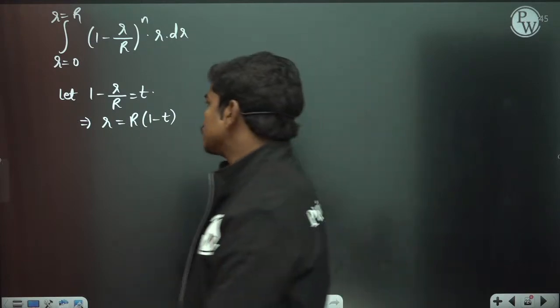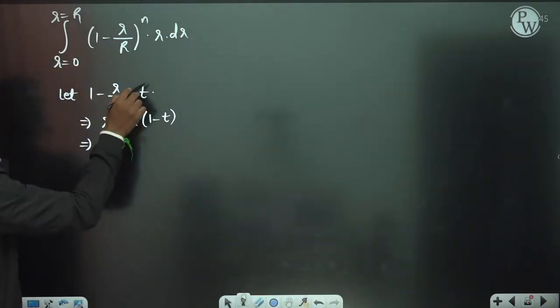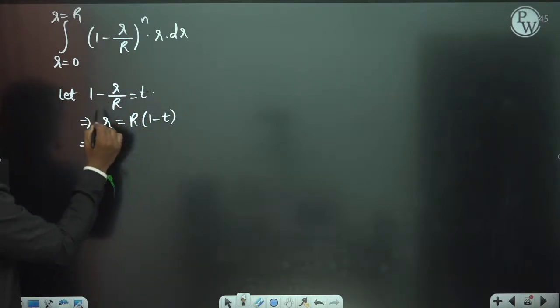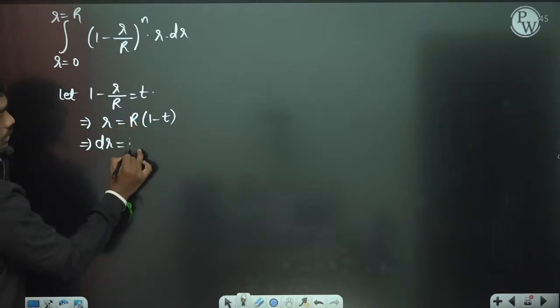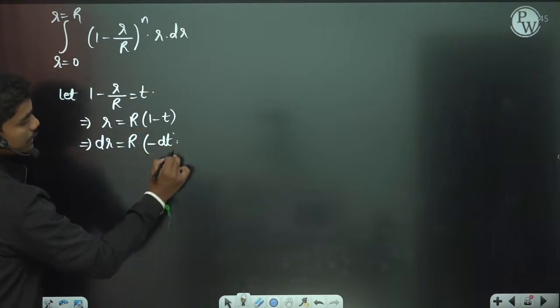So if you take this bracketed term as t, then 1 minus t is equal to small r by capital R, so small r is equal to capital R times (1 minus t). If you differentiate on both sides, the radius is constant, the differentiation of 1 is 0, minus dt. This is what you have.